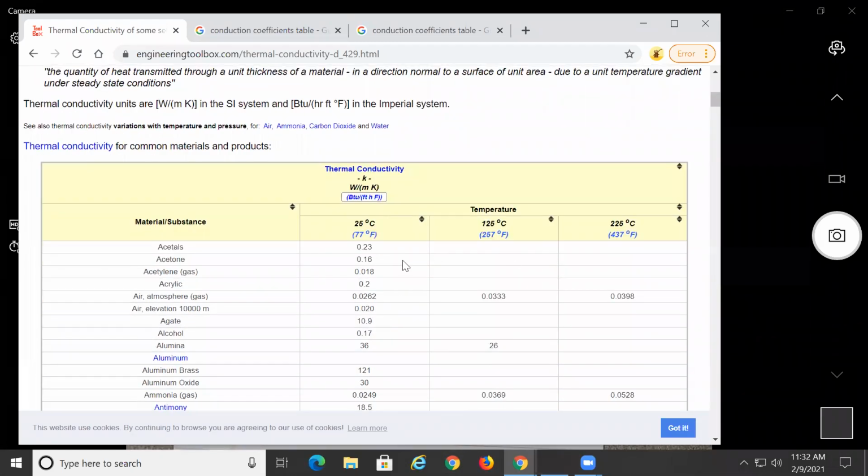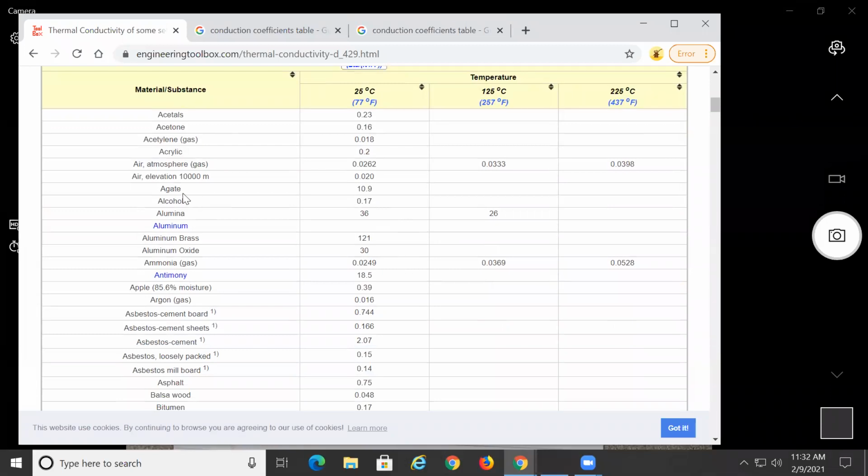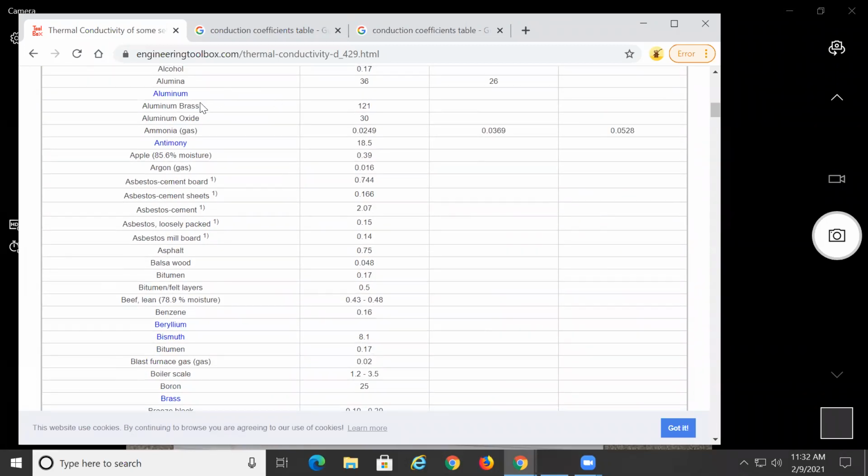And they give you this at different temperatures, but let's look at solids, okay? What is the aluminum, brass, 121? If you think about it, if an object is a good electrical conductor, it's probably going to be a good thermal conductor, no? Okay, so let's look at brass. Probably would be good as well. Do they have brass here?